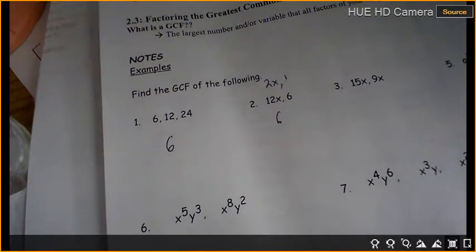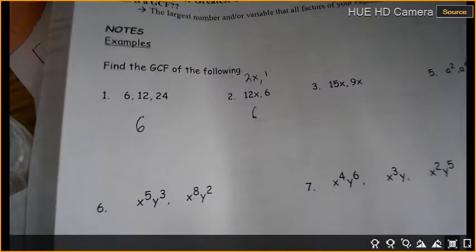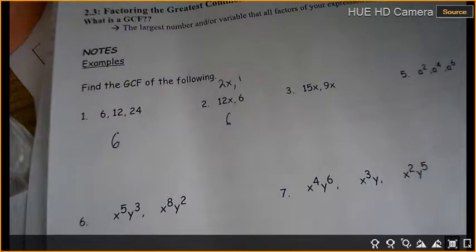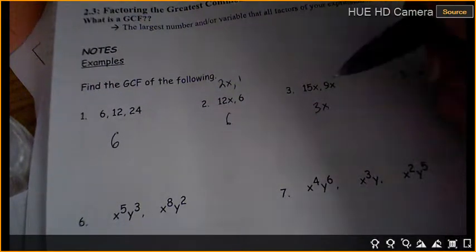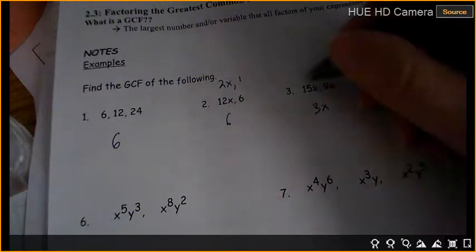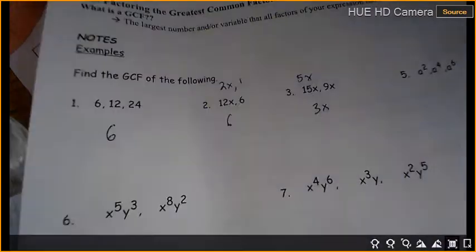What goes into 15x and 9x evenly? 3x, right? And if we took 15x and divided it by 3x, we would get what? And if we did it by 9, we would get?